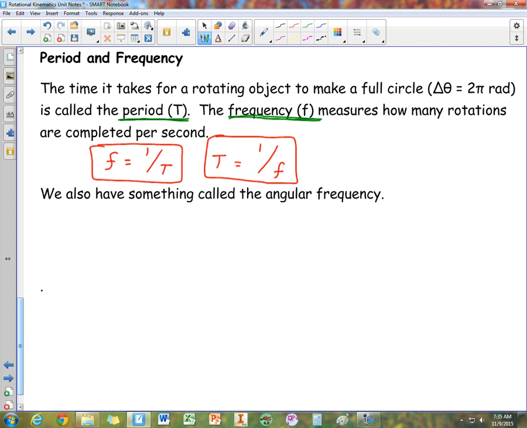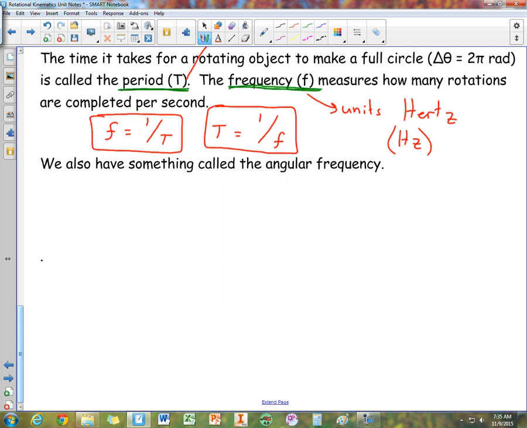So, think about it. If it takes 1 second to make one rotation, the frequency would be 1. Well, it would be 1 something. The units for frequency are the hertz. The unit for period, that's just going to be the second. Yeah, nothing magical about that. So if an object takes 1 second to complete one rotation, then that means that the frequency would be 1 hertz and the period would be 1 second. And we can do a lot with that.